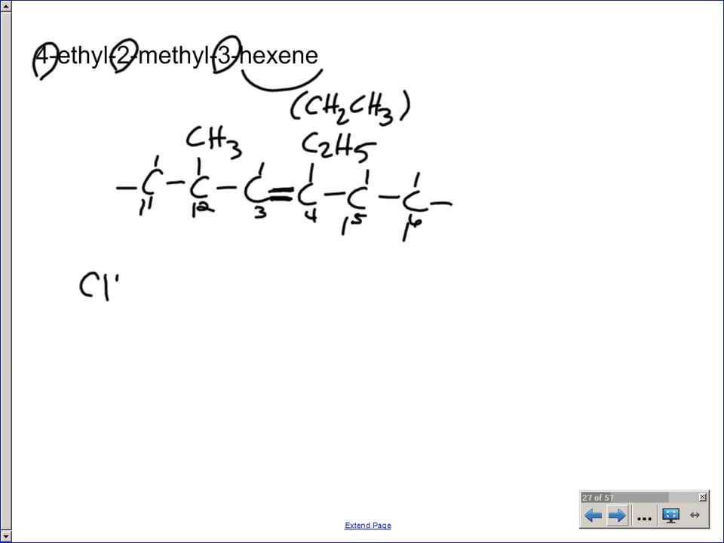So we have a carbon with three H's. The next one is a carbon with one H and a substituent, which is a methyl group. The next one is a carbon with a hydrogen attached, yet it is double bonded, so we draw a double bond, and the carbon that it is attached to has a weird substituent, which is the ethyl, C2H5.